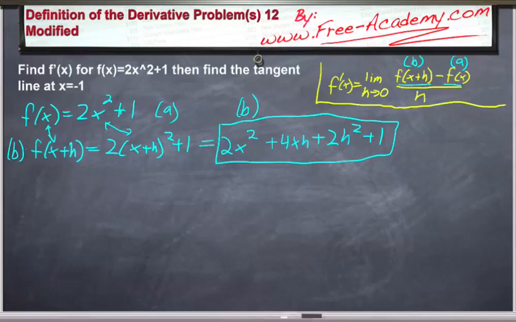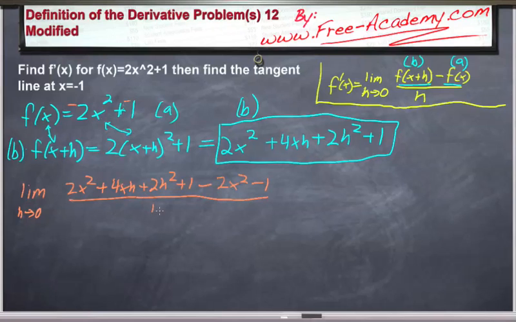Let's plug it into our equation and then evaluate. So I have the limit as h goes to 0 of 2x squared plus 4xh plus 2h squared plus 1, minus our f of x, which is 2x squared plus 1. I can probably ditch the parentheses: minus 2x squared, and then minus 1, distributing out the negative right away. This will all be divided by h.